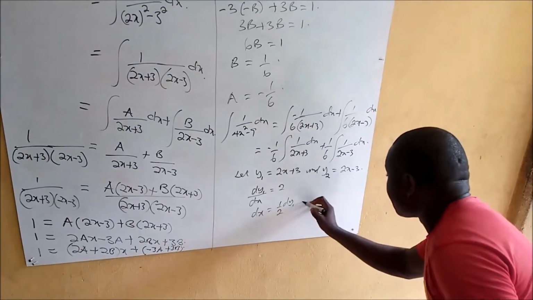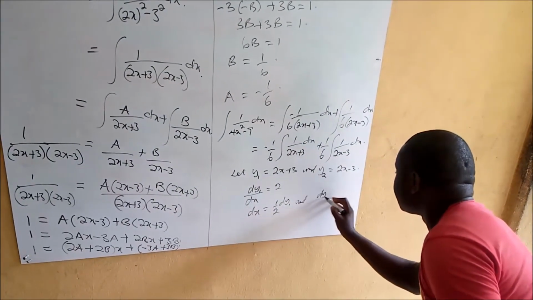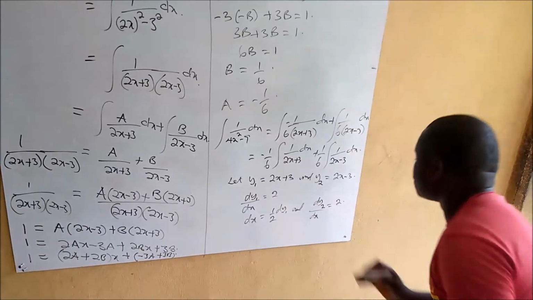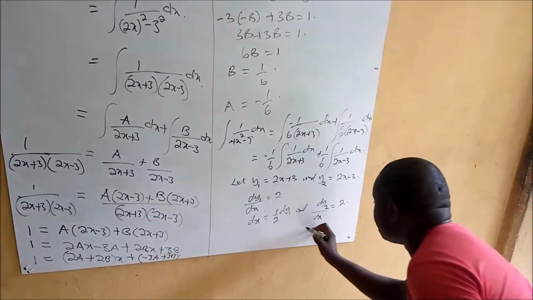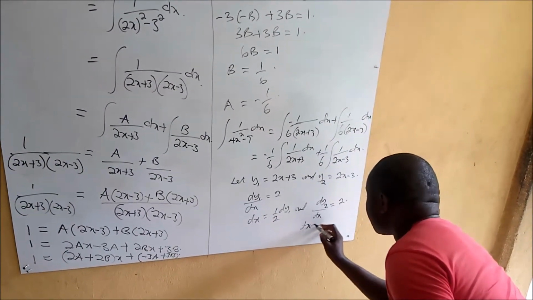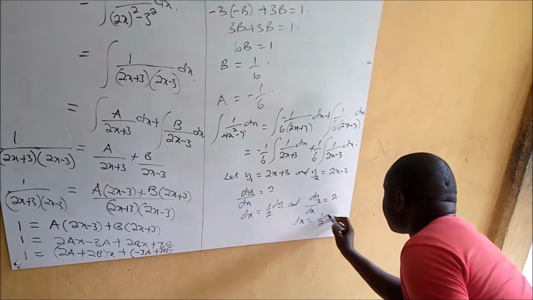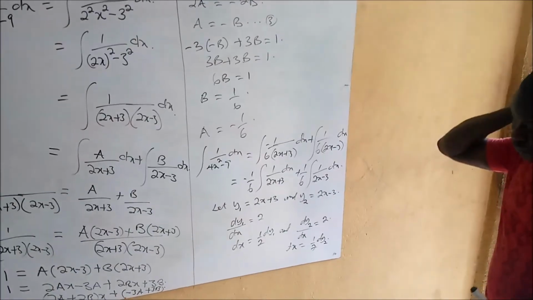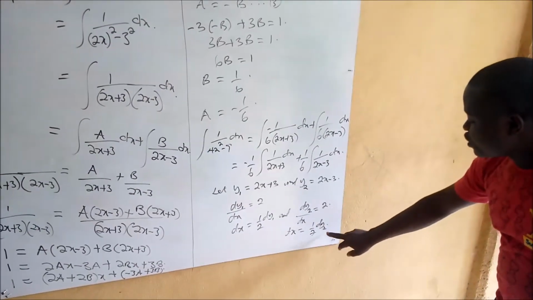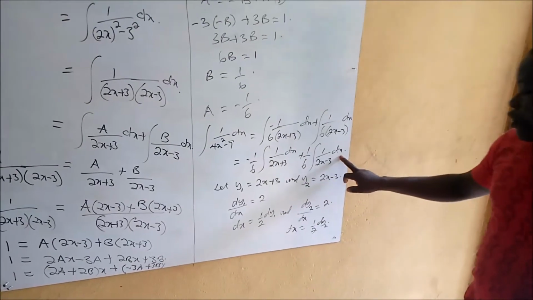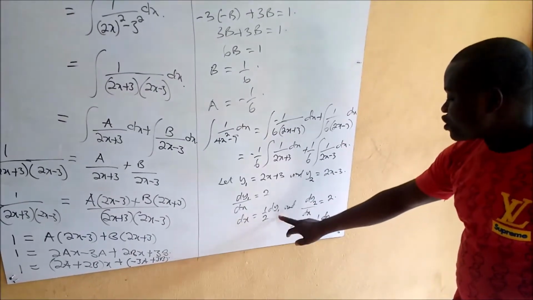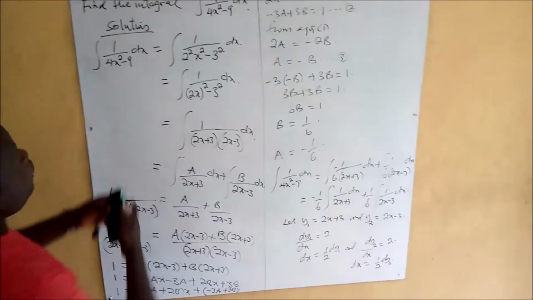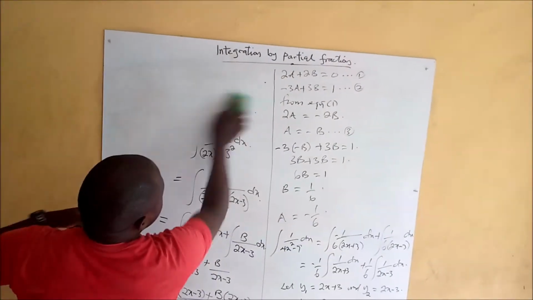Also, if we differentiate y2 with respect to x, we find that this will be equal to 2 as well. In other words, making dx the subject of the formula, we find this will be 1 divided by 2 dy2. So I'm going to substitute 1 over 2 dy2 for dx here, and also substitute 1 over 2 dy1 for dx here. Let's do that.